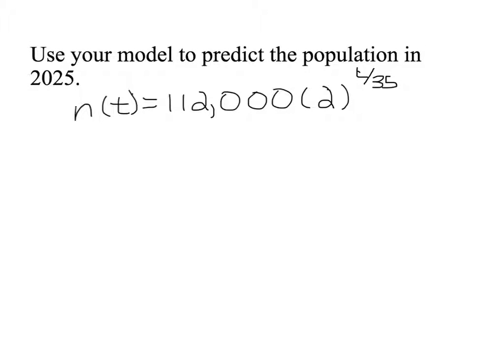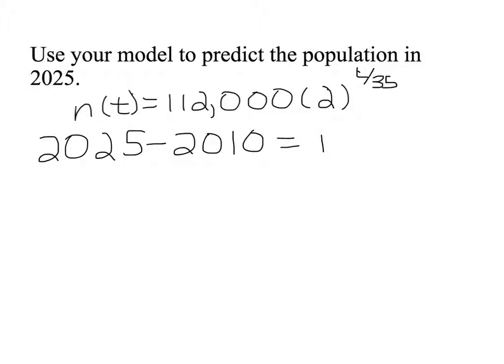Let's use our model to predict the population in the year 2025. We need to figure out what t will represent the year 2025. So we take that year and subtract our since year. Since t represents years since 2010, we need to plug in 15.